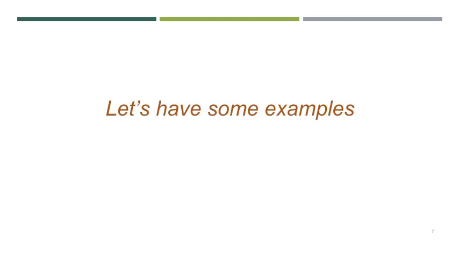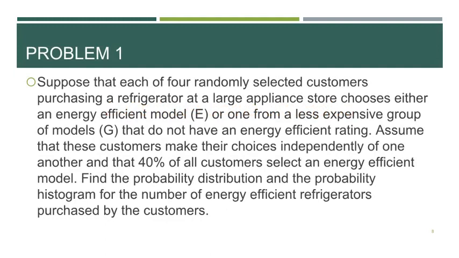To understand more about the topic, let's try to solve the following problem. Suppose that each of 4 randomly selected customers purchasing a refrigerator at a large appliance store chooses either an energy-efficient model, E, or one from a less expensive group of models, G, that do not have an energy-efficient rating. Assume that these customers make their choices independently of one another and that 40% of all customers select an energy-efficient model. Find the probability distribution and the probability histogram for the number of energy-efficient refrigerators purchased by the customers.